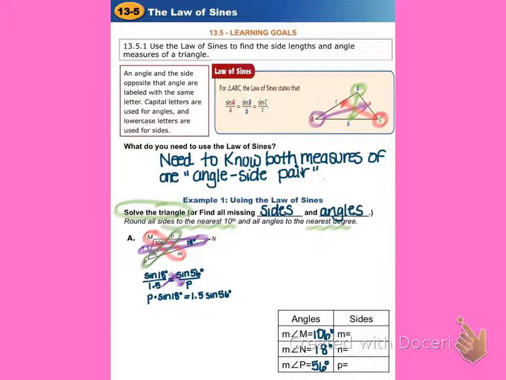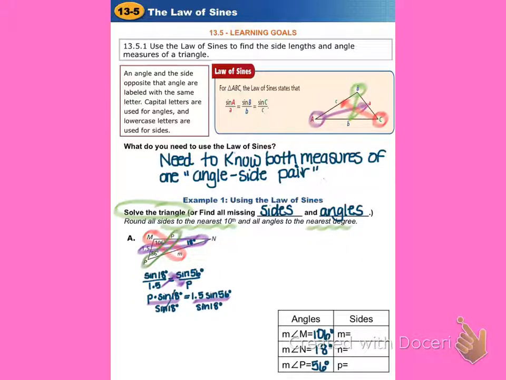Now, as a rule, I usually like to wait till the very last minute to grab my calculator. So I'm not at that point yet, because the next step, since I want to get P all by itself, I have to get rid of the sine of 18. And so I'm going to divide both sides by the sine of 18 degrees. Now that will cancel off these things and leave me with just P.